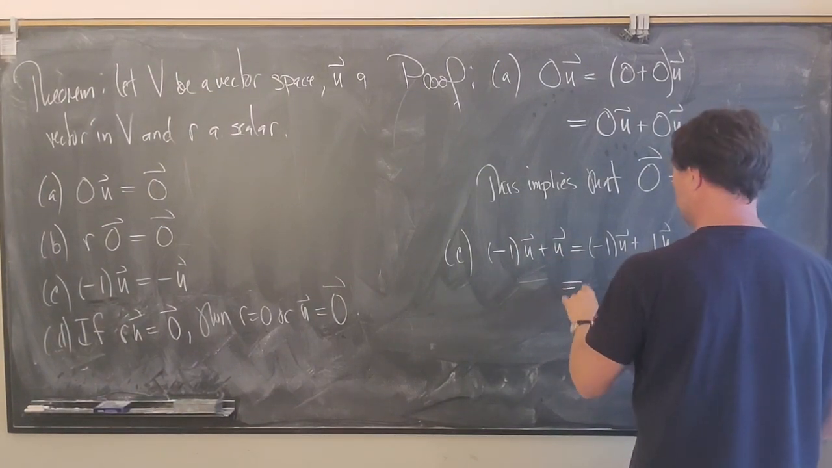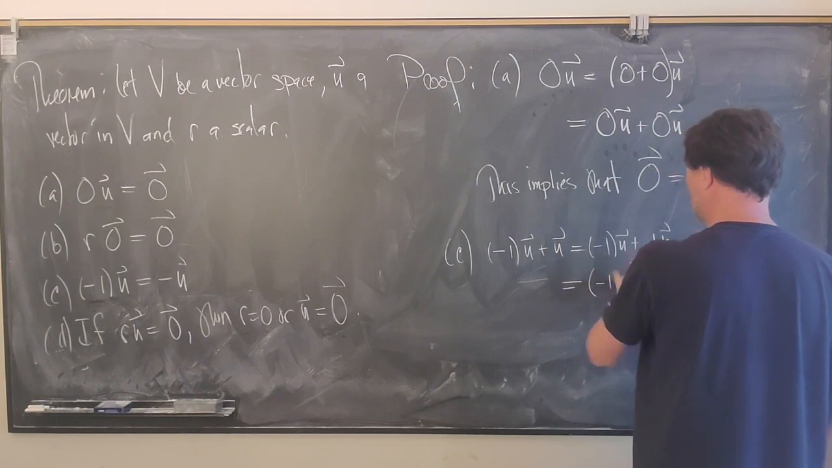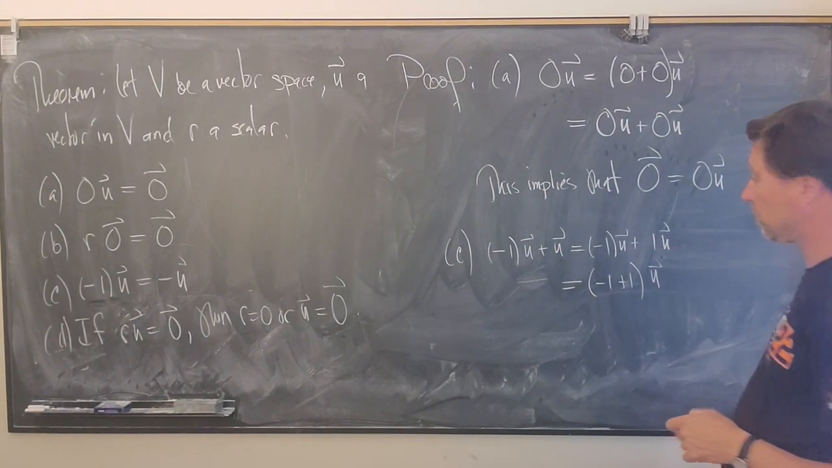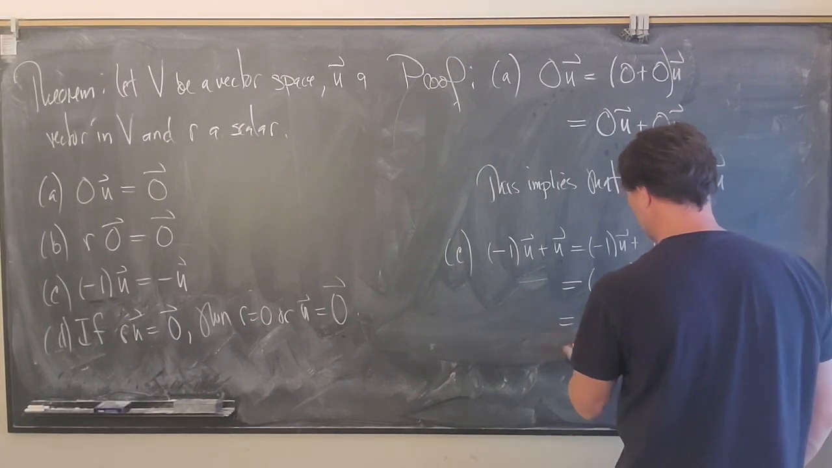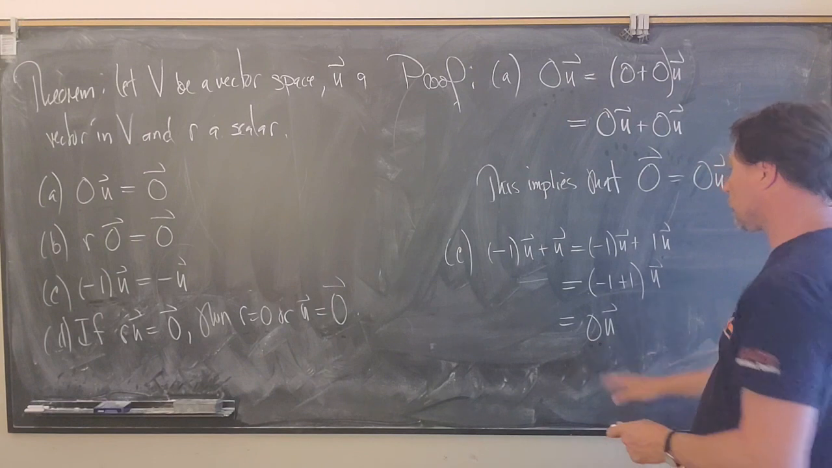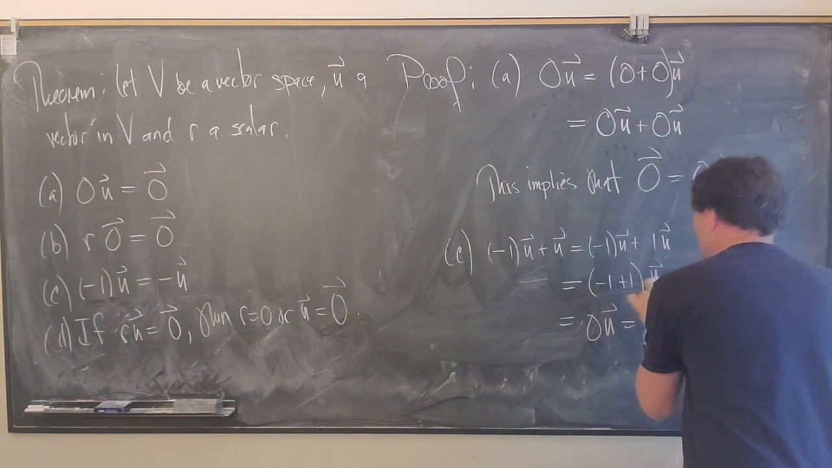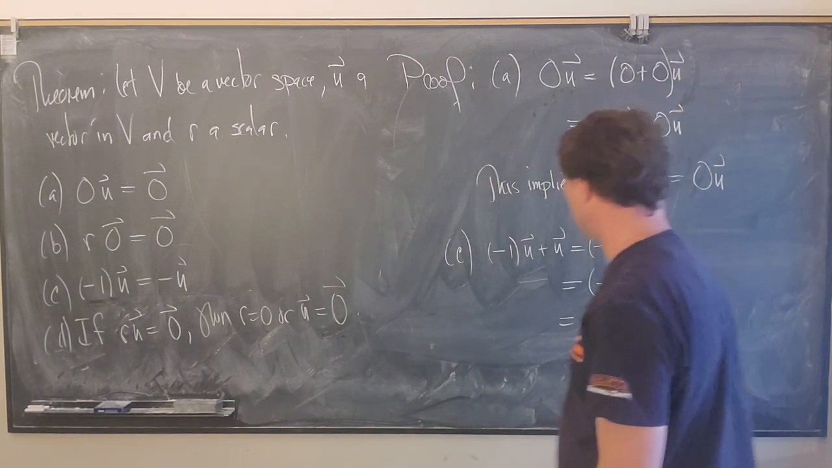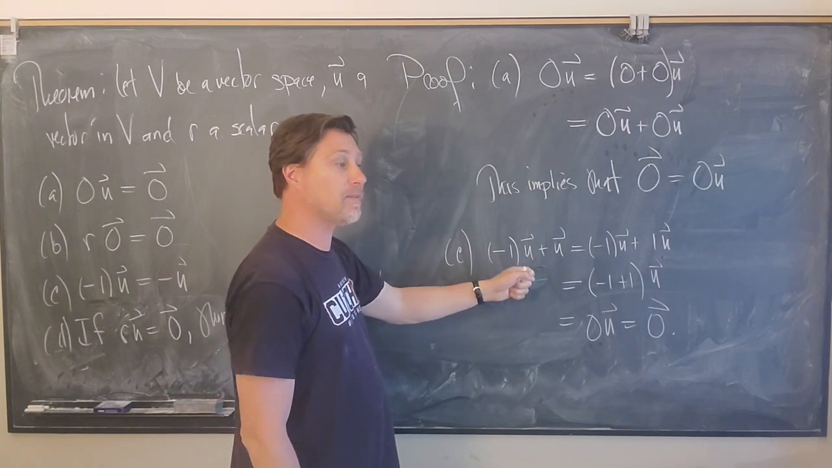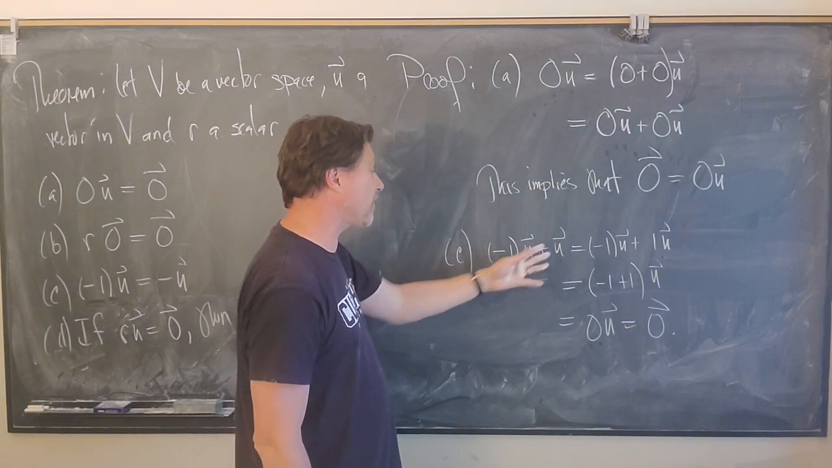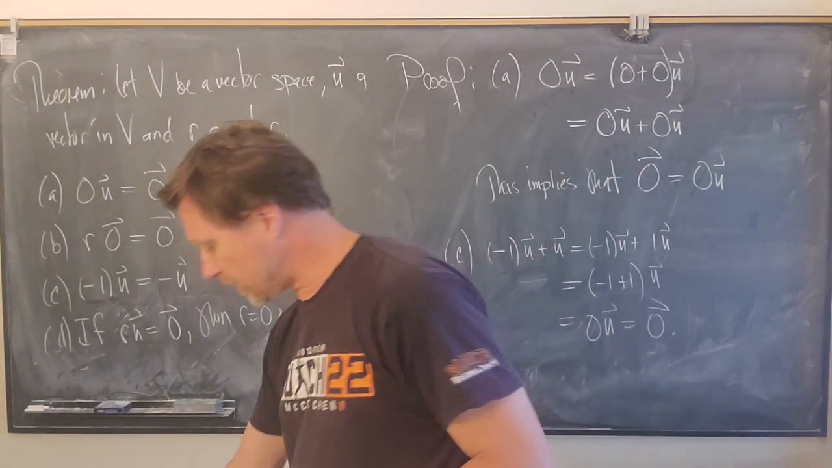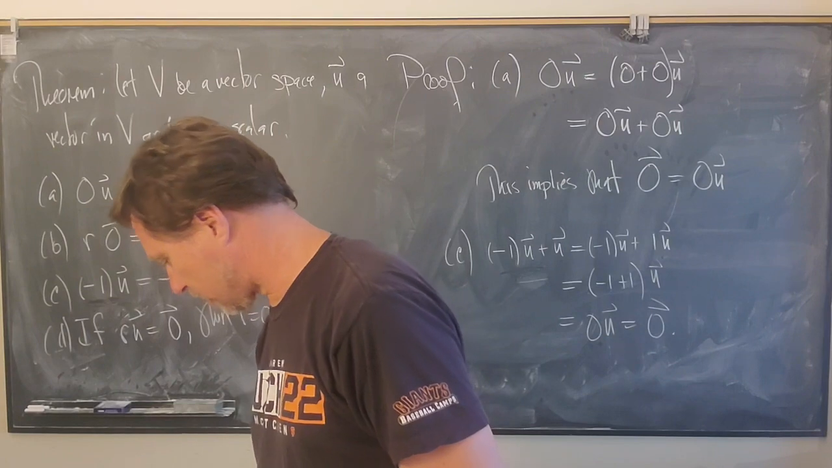Now we can apply the distributive property. This is (minus 1 plus 1) times u. Minus 1 plus 1, of course, that's equal to 0. So now we have 0u. And by part A, we know that 0u is equal to the 0 vector. So what we've shown then is that this vector right here behaves exactly as the additive inverse for the vector u. Okay, so we're going to need these facts at a later time.